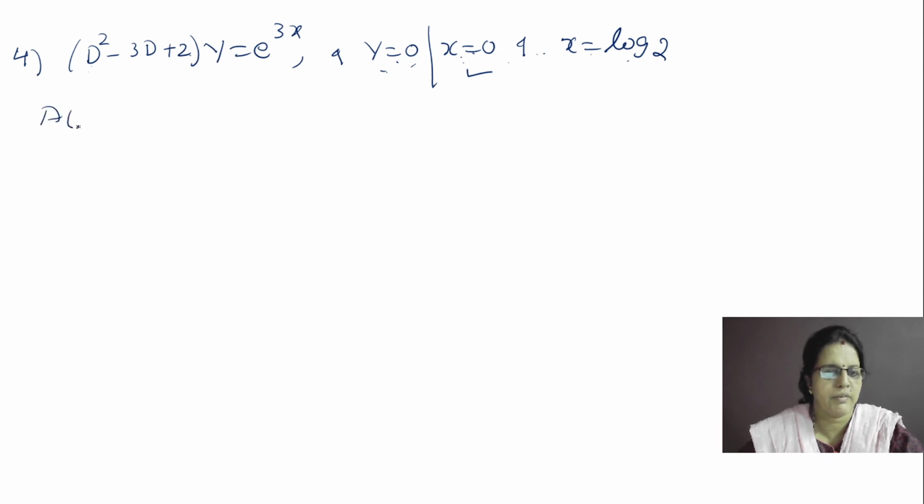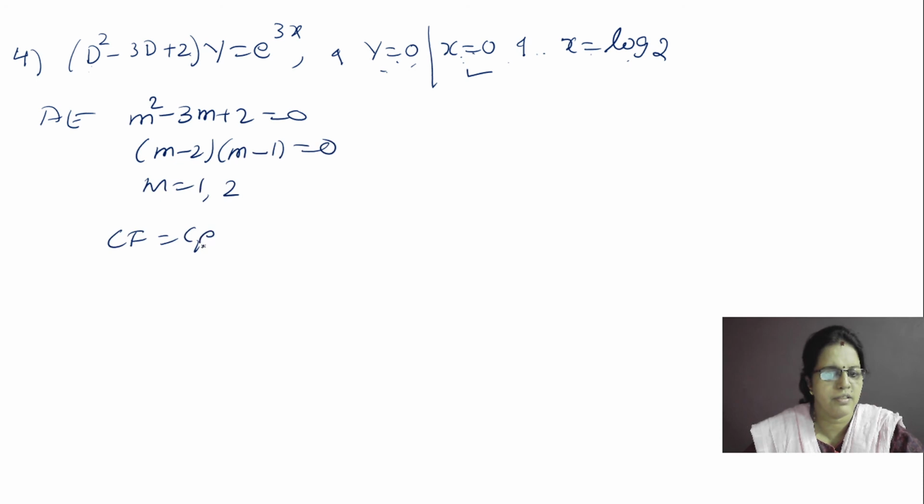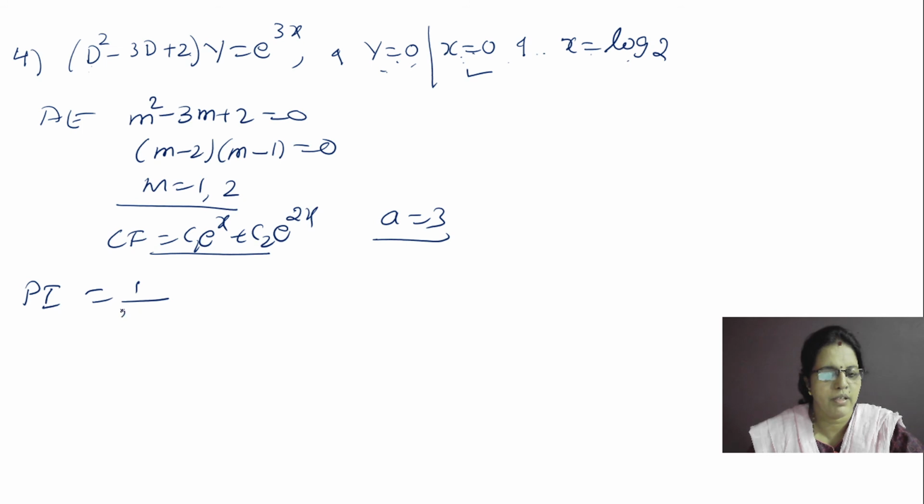The auxiliary equation is m square minus 3m plus 2 equal to 0. You will get m minus 2 into m minus 1 is 0, so m equals 1 and 2. The complementary function is c1 e power x plus c2 e power 2x. Here a is 3, which is different from these. So the particular integral is just 1 by f of a into e power ax, that is 1 by f of 3 into e power 3x.